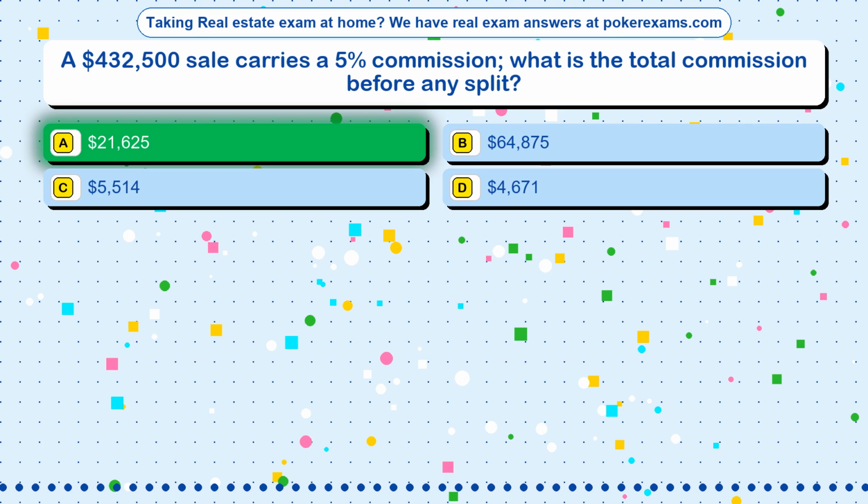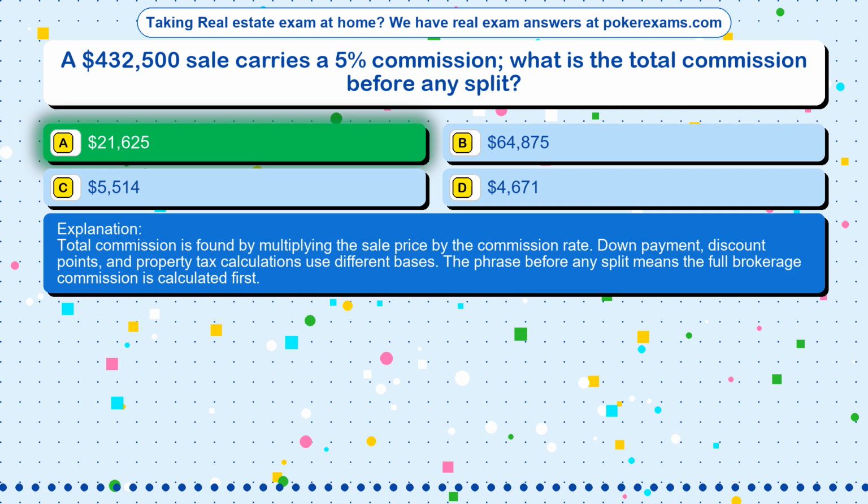The correct answer is option A, $21,625. Total commission is found by multiplying the sale price by the commission rate. Down payment, discount points, and property tax calculations use different bases. The phrase before any split means the full brokerage commission is calculated first.